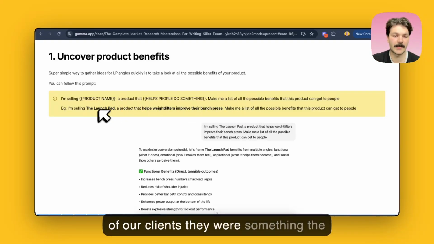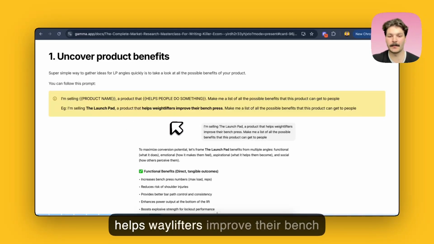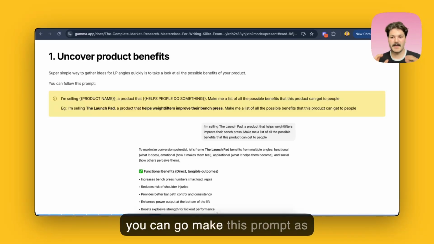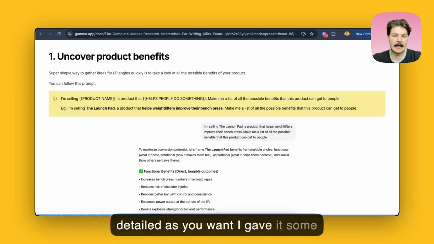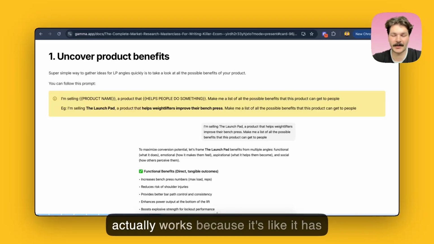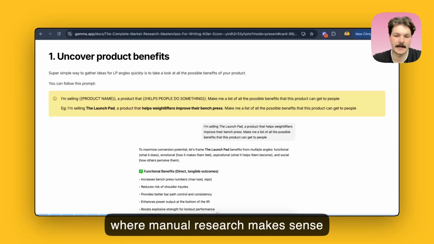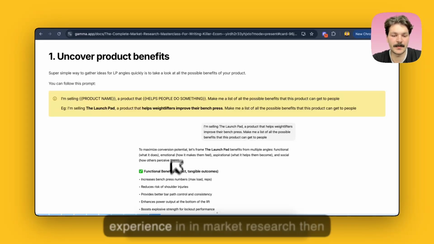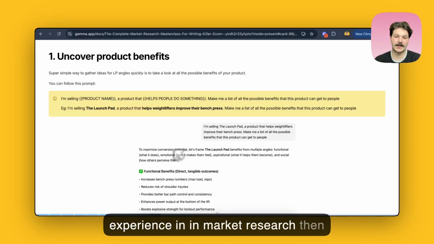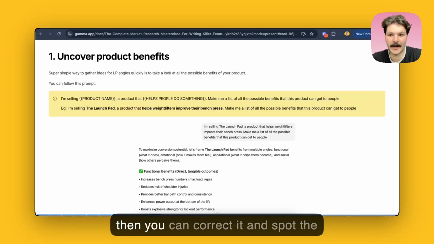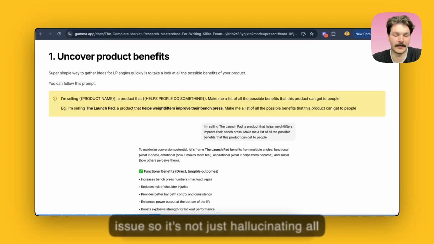This was one of our clients. They were selling the Launchpad. It's a product that helps weightlifters improve their bench press. I ran the prompt, and it gave me a bunch of benefits. You can make this prompt as detailed as you want. I gave it some more info beforehand on how the product actually works, because it has some intricacies to it. And this is where manual research makes sense, because if you have first-hand experience in market research, then if it gives you unrealistic benefits or things that it doesn't actually do, you can correct it and spot the issue, so it's not just hallucinating all over the place.